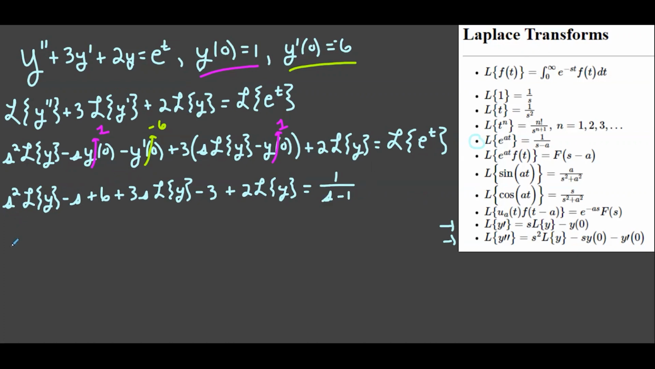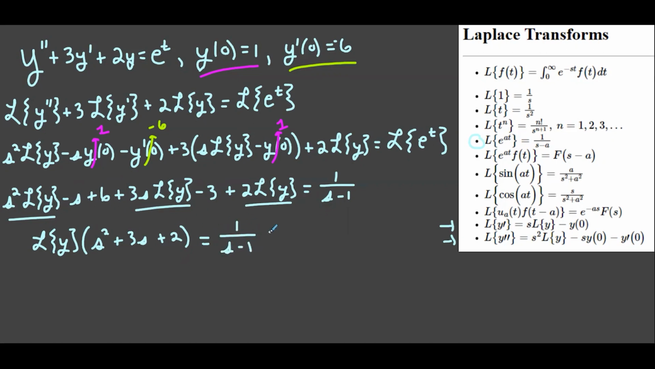So let's group the things that have Laplace transform of y together and factor out that Laplace transform of y. So that leaves me with s squared plus 3s plus 2, right? That's from these three terms. And then whatever's left, I just need to move it to the right side. So I already have a 1 over s minus 1. So now I need to add s to both sides. And let's see, 6 minus 3, that's 3. So I need to subtract 3 from both sides.